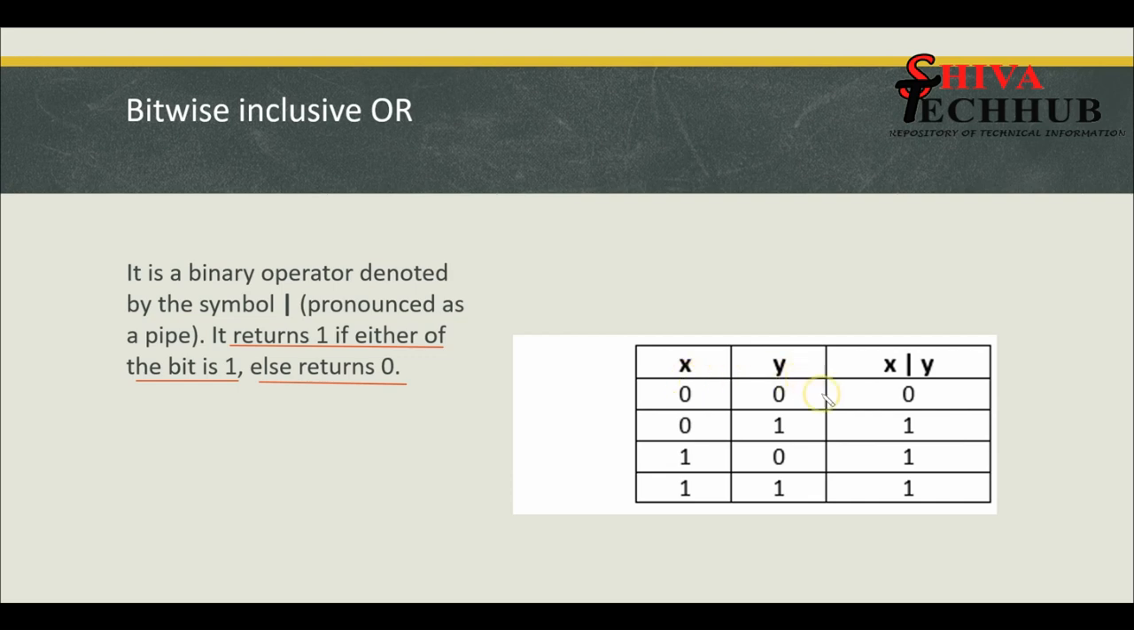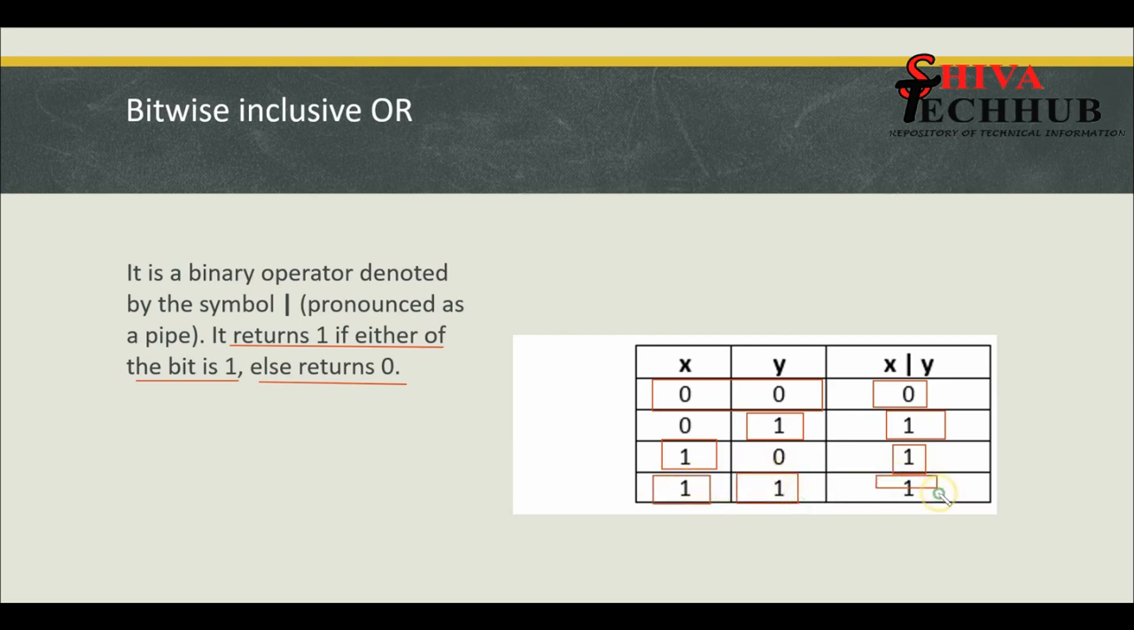So let us try to understand this. Here both bits are 0, so it has written 0. Here one of the bits is 1, so it has written 1. Here the first bit is 1, so it has written 1. Here both bits are 1.